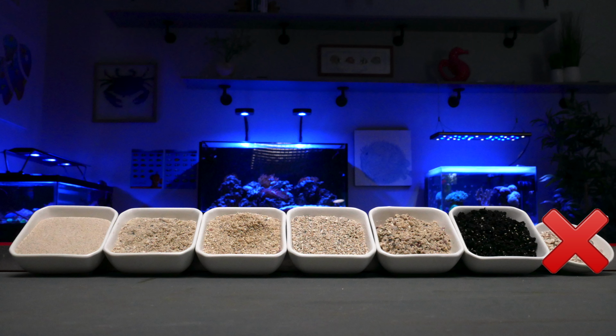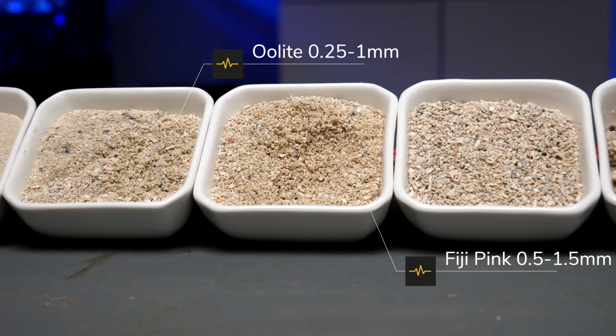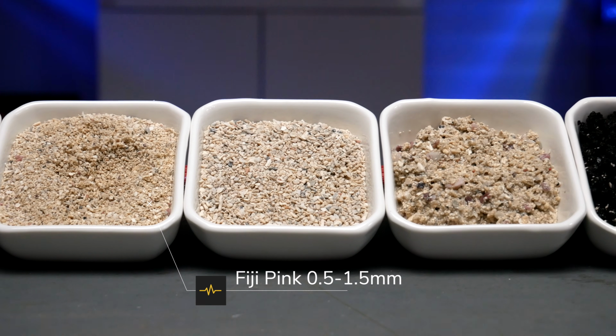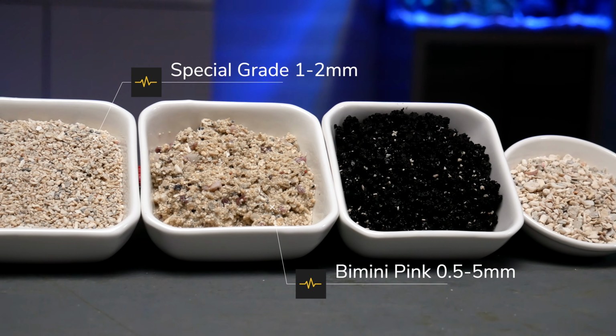If I was to give a recommendation for beginners, I would say stay away from the very, very coarse crushed coral, and probably stay away from the sugar fine sand because it's going to mess with your flow patterns. So stick with something in that 0.5 millimeter to 2 millimeter range. That would be something such as your special grade, your Fiji pink, or you could go with the Bimini pink. Even though it has some larger pieces, on the whole, it's a smaller grain size.